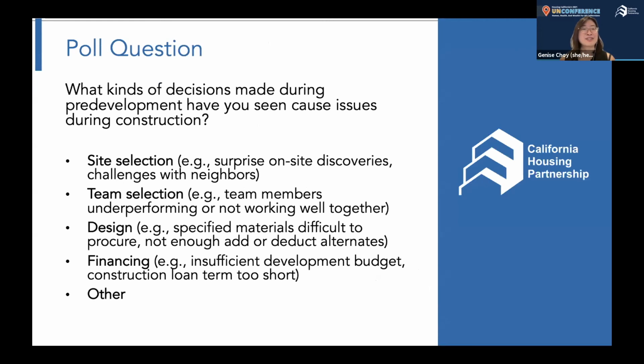Okay, so quick poll question. What kinds of decisions have you seen made during pre-development that caused issues during construction? I'm going to launch this.